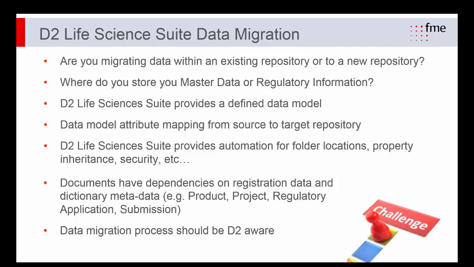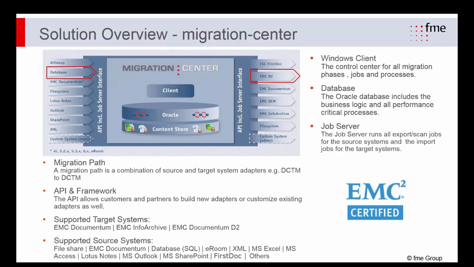Also, let's skip down further. Documents have a variety of dependencies around registration data. So regulatory documents, for example, get associated within the solution to regulatory applications, and also those applications are associated to products within the solution. And this we can help with our Migration Center software. And the key is being D2 aware. So FME Migration Center has a D2 module to support this process.